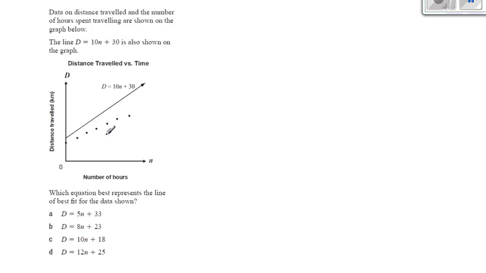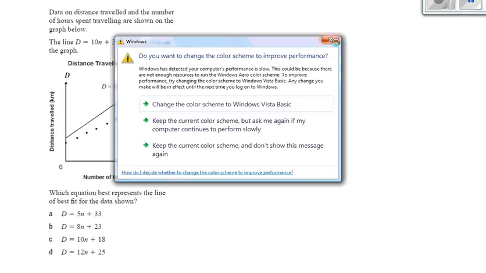So here's another question. It says data on distance traveled and the number of hours are shown on the graph. The line d equals 10n plus 30 is also shown. So these dots represent the data between distance traveled and number of hours. And then someone drew this other line, d equals 10n plus 30. Which equation best represents the line of best fit for the data shown?